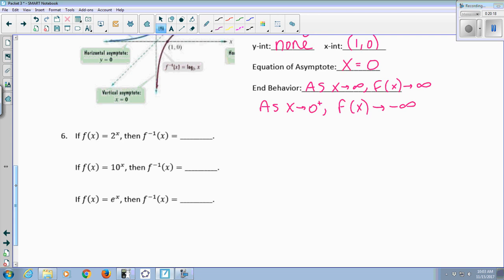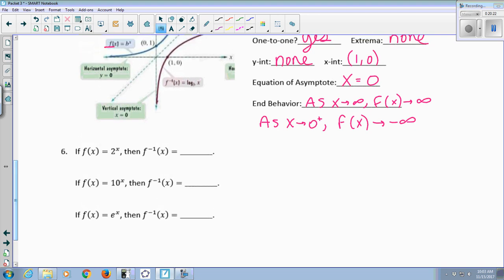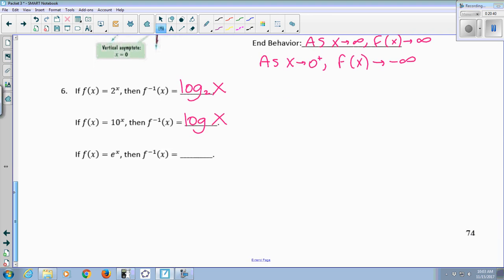All right, so if f of x is 2 to the x, then its inverse, right? For an exponential b to the x, its inverse is log base b of x. So if f of x is 2 to the x, then f inverse is log base 2 of x. And if f of x is 10 to the x, f inverse is log base 10, or just log x. And if f of x equals e to the x, then f inverse of x is log base e of x, or ln x.